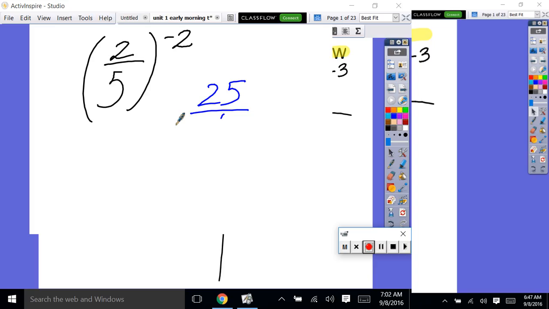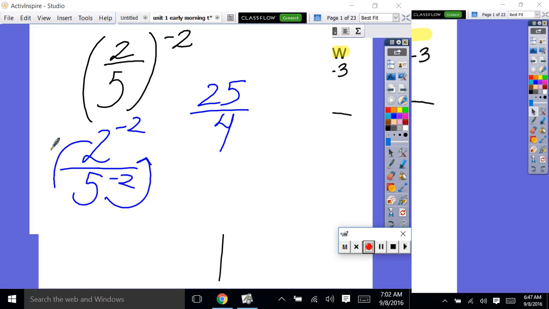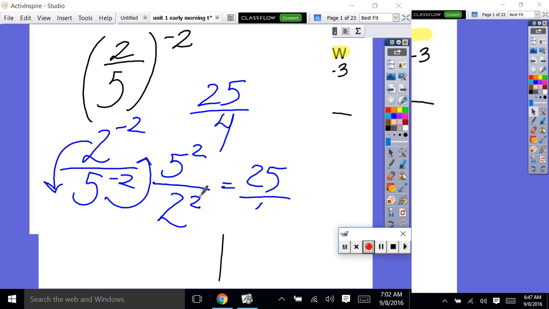Let's say you didn't have a graphing calculator. That's 2 raised to the negative 2 over 5 raised to the negative 2. Wouldn't we flip both of these since they're negative exponents? Yeah. So it'll be 5 squared on top, 2 squared on bottom. 5 squared is 5 times 5, which is 25. 2 squared is 4. Do you see where we got it without the calculator? I don't care how you get it, as long as you get the correct answer.